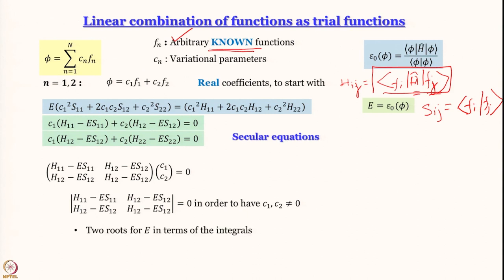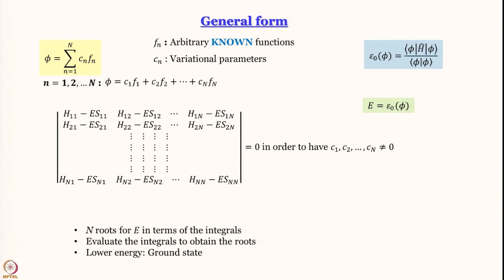We will get two roots of E, if it is a quadratic equation. They will be in terms of the integrals. If I can find values for the integrals, which we will for particle in a box, then we will get two roots as particular numbers or defined quantities. Then we can evaluate the integrals, as I said. Out of these two roots, the one which has a lower energy corresponds to the ground state energy, that is all. And this is the general form.